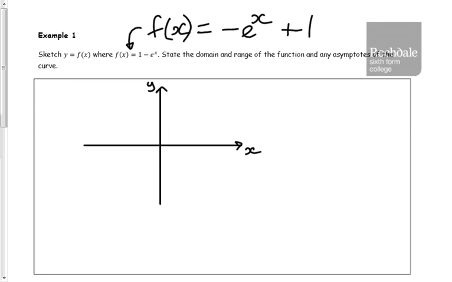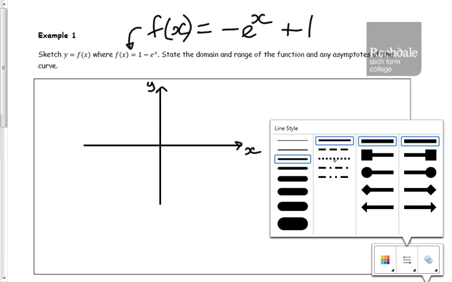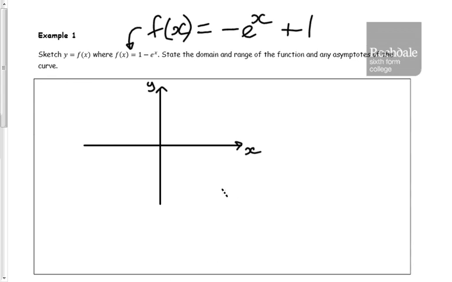So let's get it drawn. Minus e to the x went through the y-axis at minus 1. If I then shift the whole graph up by 1, this will go through the origin. Now I mentioned there'll be an asymptote. There is an asymptote for the e to the x graph on the x-axis. So then when we reflect in the x-axis, it stays where it is. And then moving the whole graph up, the asymptote will go with it.